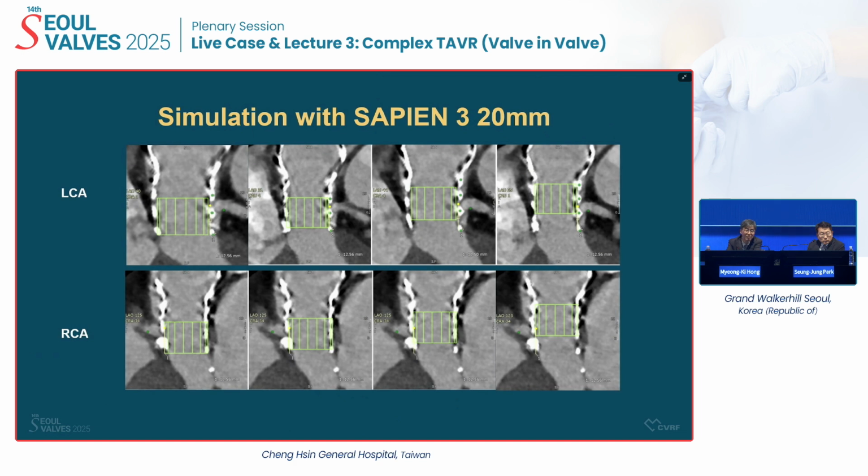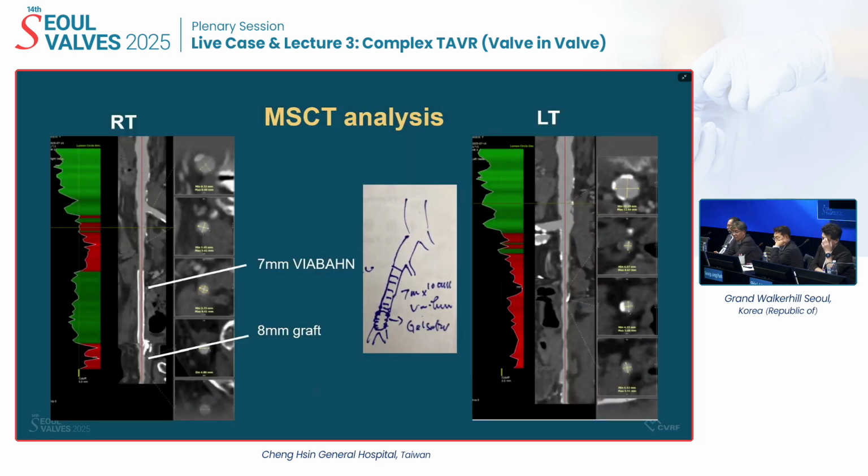So we did a simulation with SAPIEN 3 20. You can see here that the RCA is relatively good for the SAPIEN 3 20, and for the LCA, I think the VTC is not changed, and the problem is VTSTJ. The multi-slice CT shows the right iliac artery is repaired, while we can insert the large sheath without difficulty, so we do it from the right side.